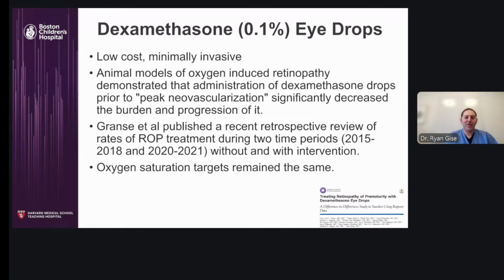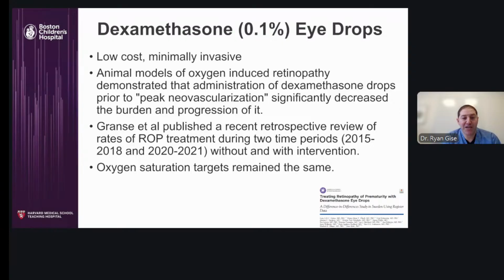Finally, on the horizon, there was recently a study published in the Journal of Ophthalmology about using dexamethasone 0.1% eye drops in the prevention of type 1 retinopathy of prematurity. When you look at animal models of oxygen-induced retinopathy, if you administer dexamethasone drops prior to the peak neovascularization, so around type 2 retinopathy, it significantly decreased the burden and progression of it. The thought was this could be a minimally invasive way that we could help prevent retinopathy of prematurity progression.